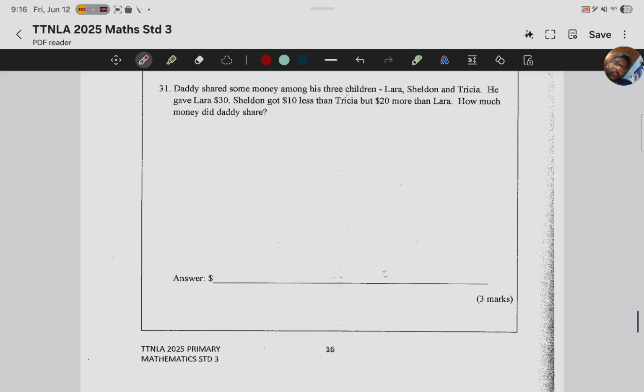Daddy shared some money among his 3 children, Lara, Sheldon, and Trisha. He gave Lara $30. So let's write down this information. Lara, $30. Sheldon got $10 less than Trisha, but $20 more than Lara. So that means Sheldon got what Lara got, which is the $30 plus $20 extra. So he has $50. And they said Sheldon got $10 less than Trisha. So that means Trisha got $10 more than Sheldon. So that means whatever Sheldon got, which is $50, Trisha got $10 more than that.